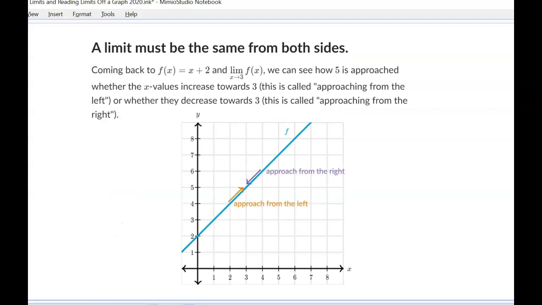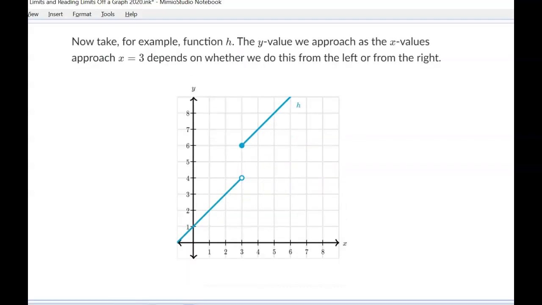All right, very important, and you might want to star this. For a limit to exist at a point, you have to check both sides. So going back to our original example, the limit as x approaches 3 of the function x plus 2, we had checked from the right and we checked from the left, and they both were approaching the same value of 5. So this is very, very important.